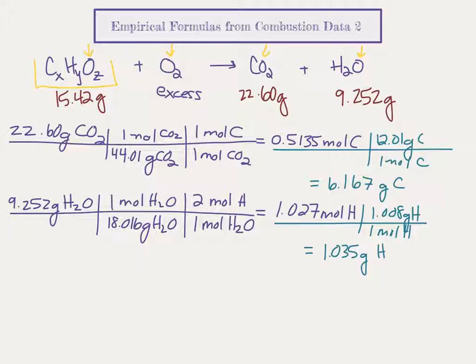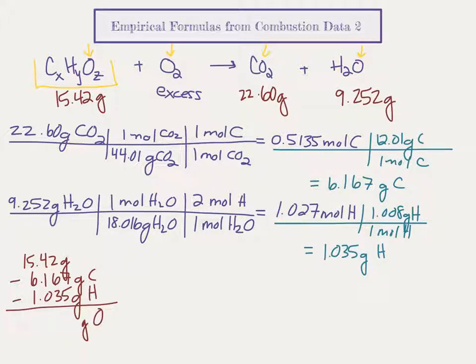So what I'm going to do is take my original 15.42 grams of my original sample, subtract away what I know about the carbon mass, subtract away what I know about the hydrogen mass, and know that my leftovers should be my remaining element, my grams of oxygen. This gives me 8.22 grams of oxygen if I do the correct sig figs.